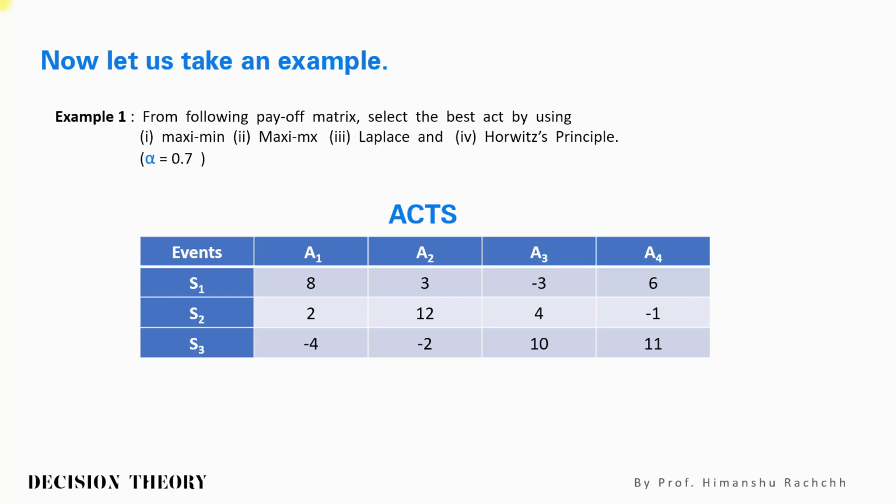Now friends, we are given one payoff matrix. There are 4 acts A1, A2, A3 and A4. There are 3 situations S1, S2 and S3. For each act under different situations we are given payoffs. By using above methods we want to decide which act is the best.